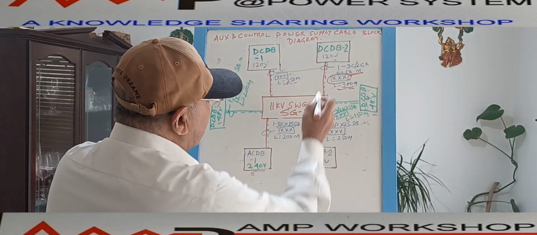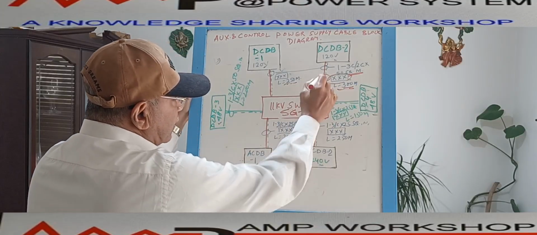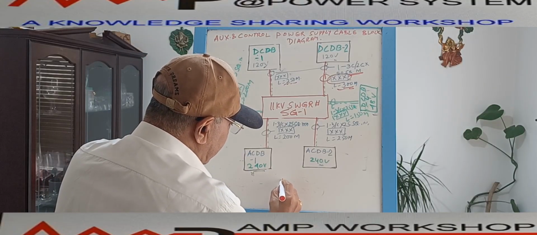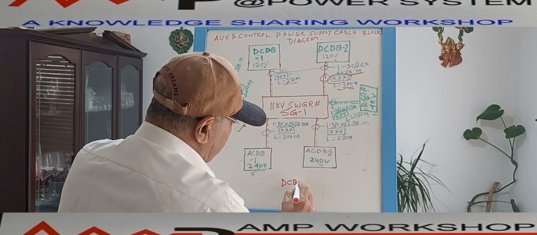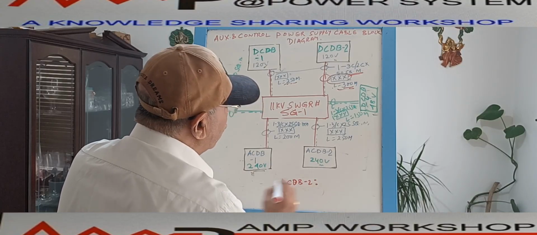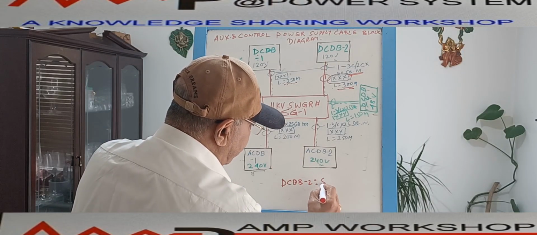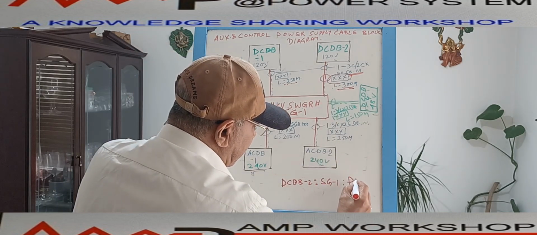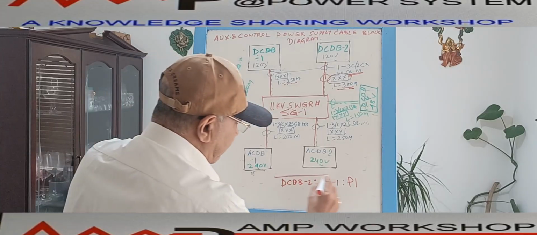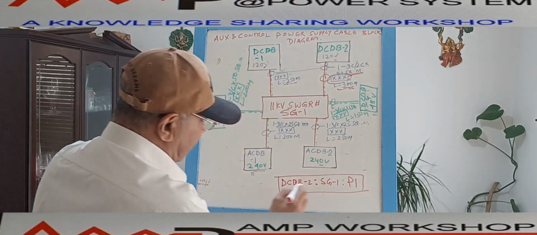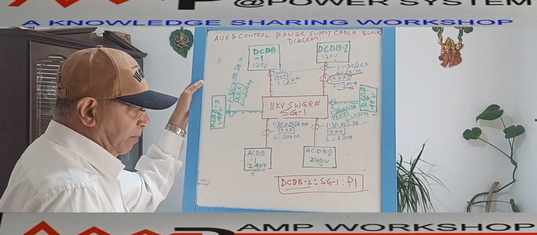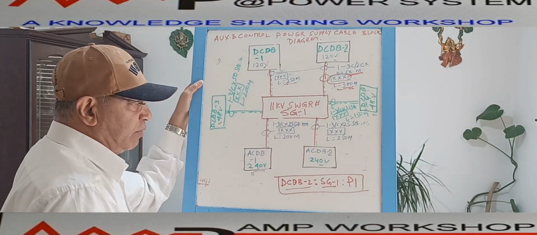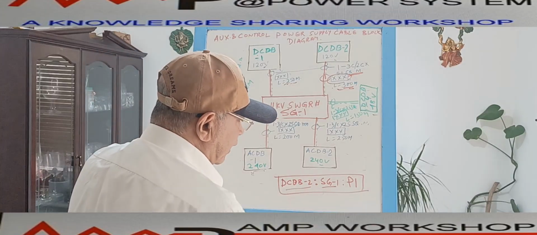Suppose we consider this cable number. Where is this cable coming from? From the DCDB. So we can write DCDB 2 colon. Where it is going to, SG1, switchgear 1, colon. Suppose this is an auxiliary power cable, we can give the tag P1. So this will be the cable number. From this we can immediately make out this cable is coming from DCDB 2 as a source, and going to switchgear 1. This is the 11 kV switchgear, whose tag is switchgear 1, and the cable number is P1.